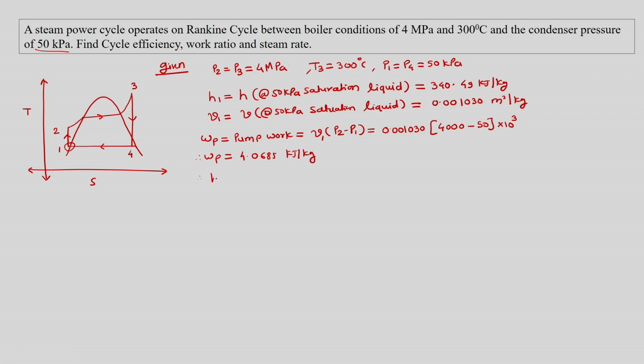So we can find out H2 is equal to H1 plus pump work. H1 is known to us, 340.49, pump work is 4.0685, so we get H2 as 344.56 kilojoule per kg. Now we need to find out state 3.